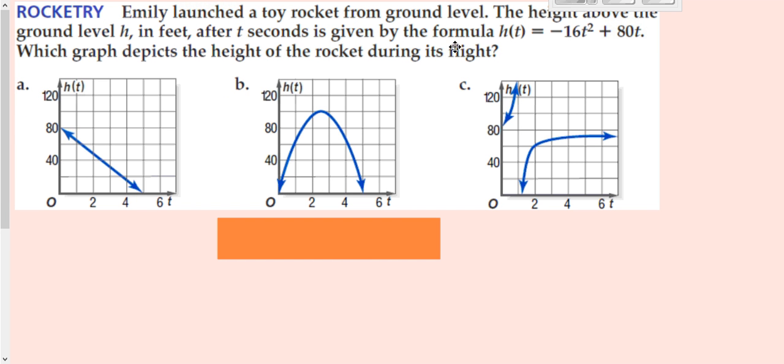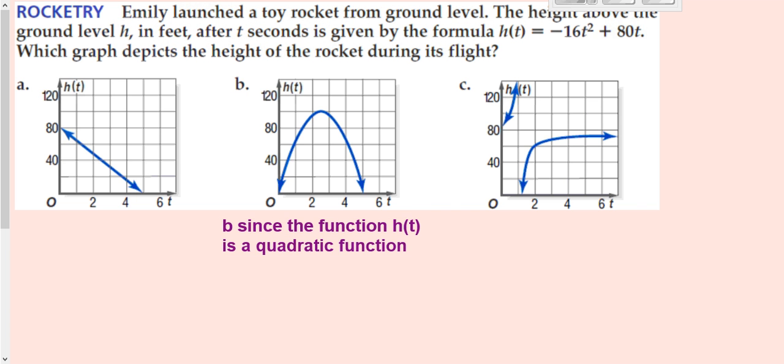As we read through this, we have a toy rocket. It's being shot off from the ground. The height above the ground after so many seconds is given to you by this function. Which graph would this be? Well, we have a t squared, so we know it's not a line. A t squared and another t is quadratic, so that's going to be our parabola, which is B.